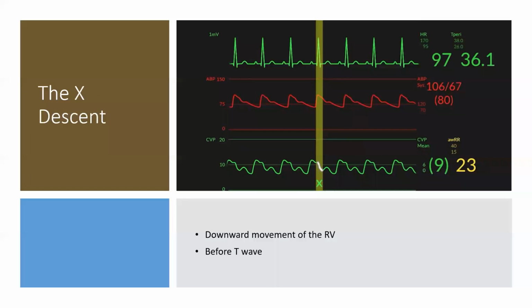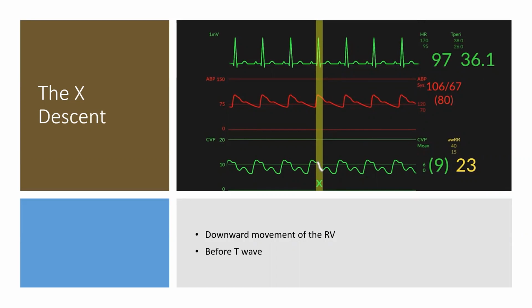So following the C wave is the major descent in the CVP waveform. So you have two ascents, A wave and C wave, and then the next waveform is the one that goes down, as you could see right here. It's the waveform that goes down. This is known as the X descent, and this corresponds to atrial relaxation.